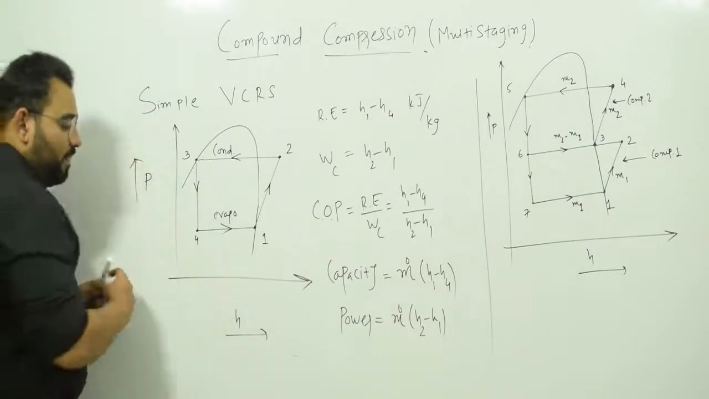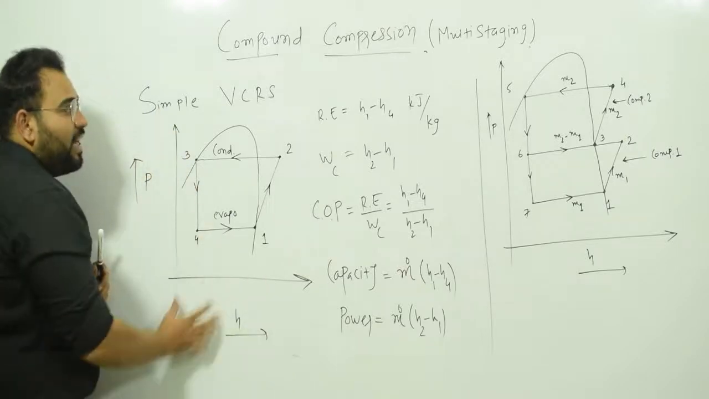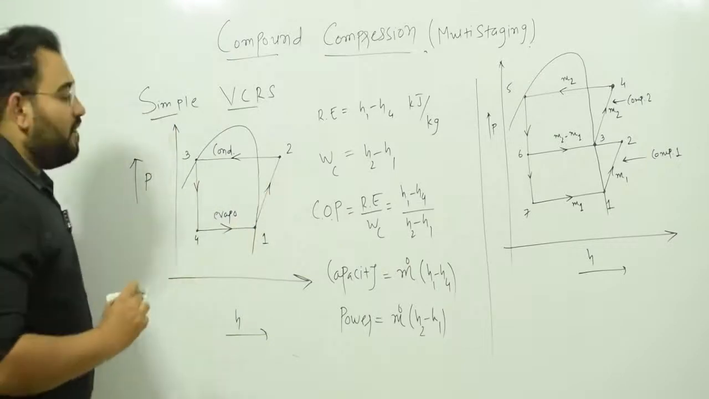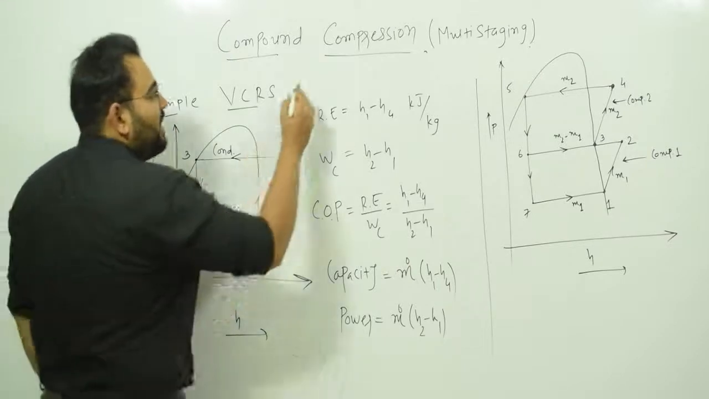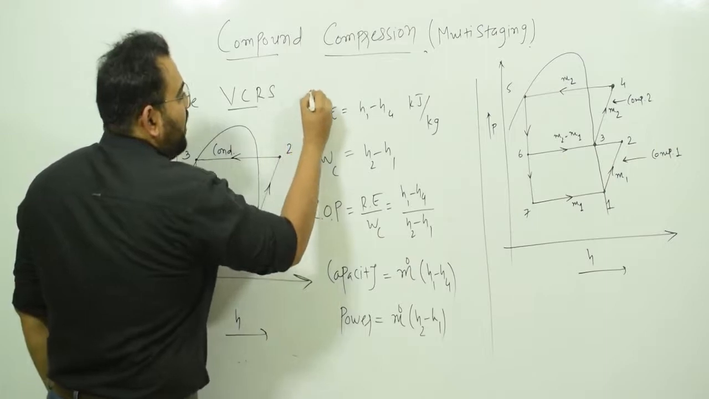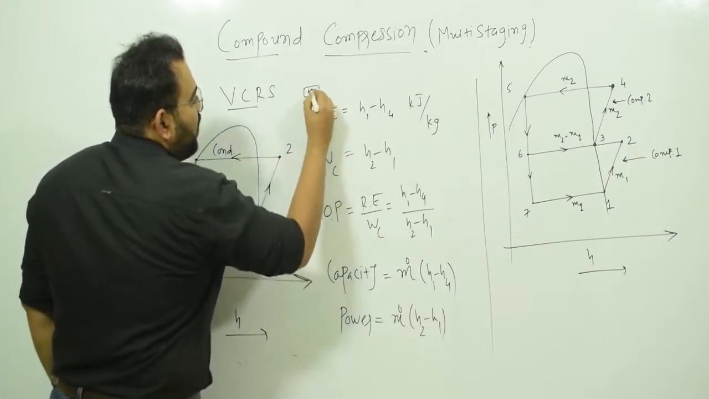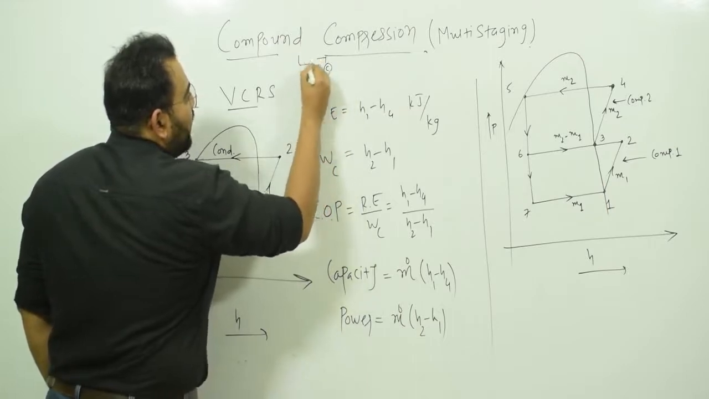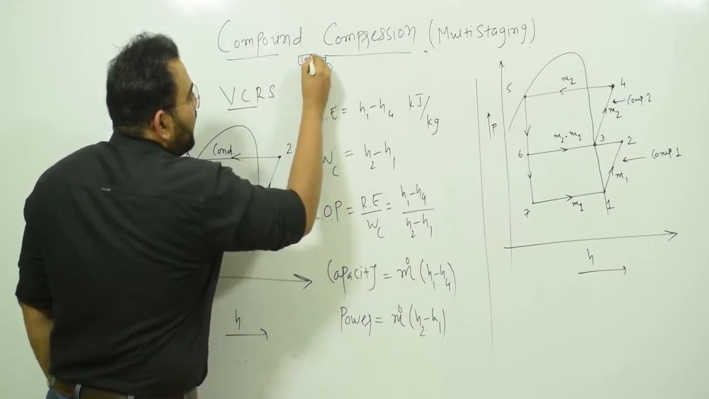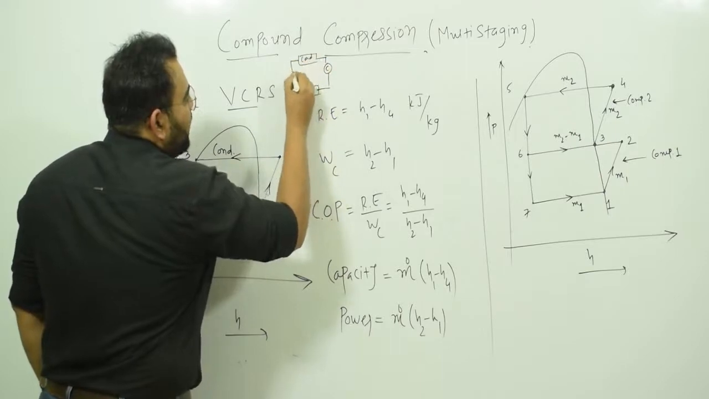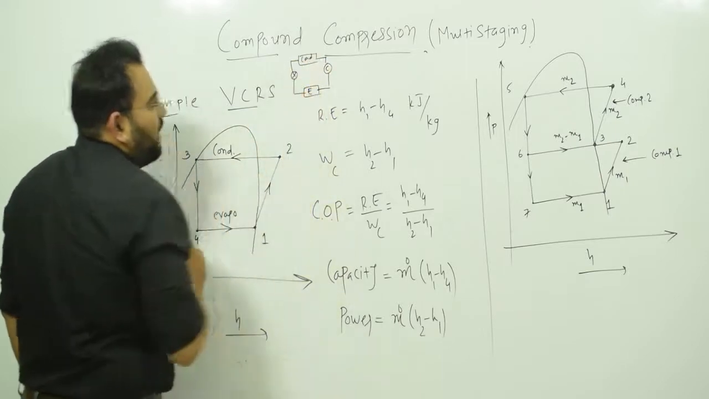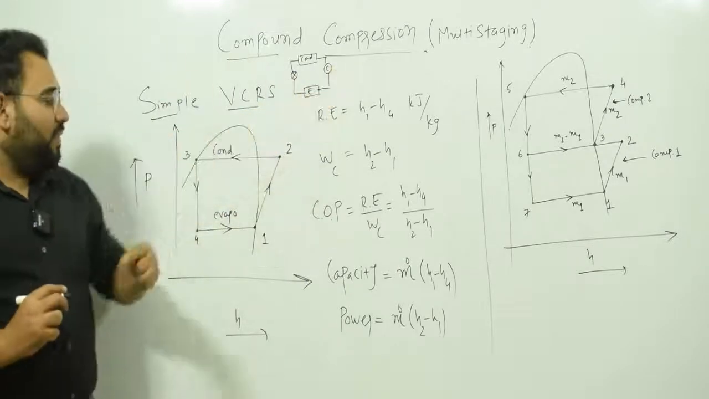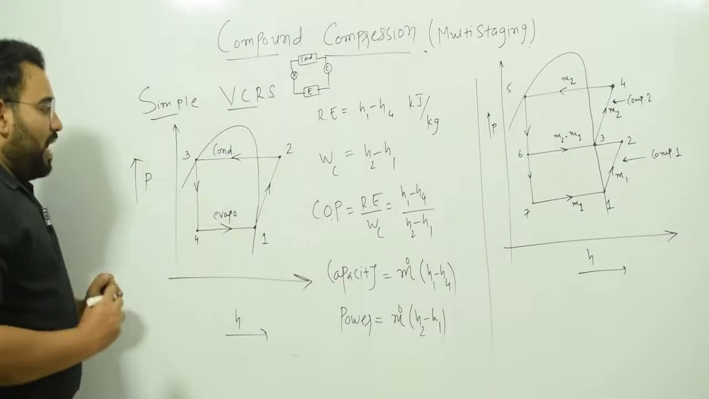This is the pH diagram, pressure versus enthalpy diagram, of the simple VCRS cycle, where we have one compressor. You know what kind of circuit we have in the VCRS cycle. First we have an evaporator, then it goes to the compressor, then to the condenser, then to the receiver, then the expansion valve, then the evaporator. So we have a circuit something like this, with one compressor.